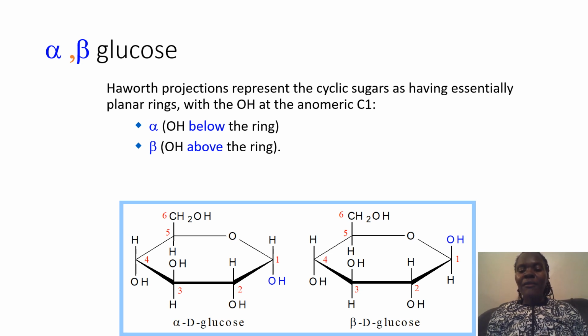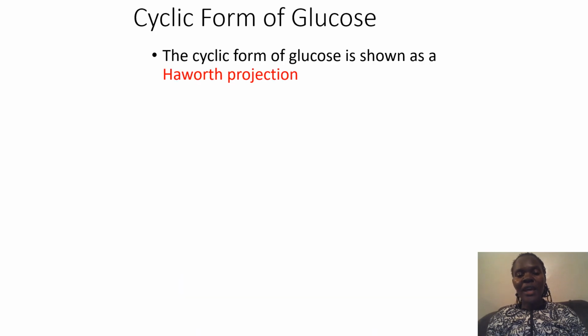For beta, the same structure is for D-glucose, but now the beta hydroxyl group is above the ring at carbon atom number 1. So that is the difference between beta and alpha.